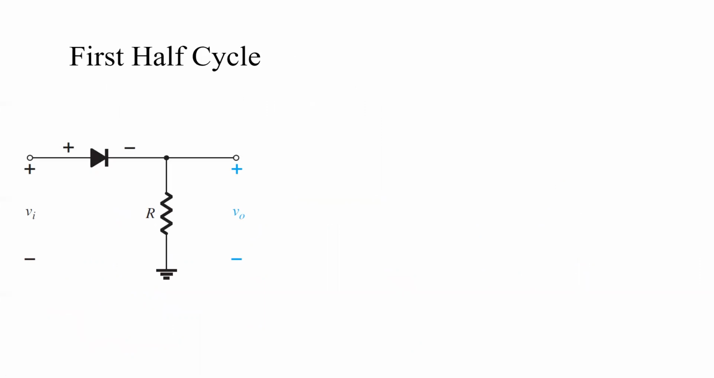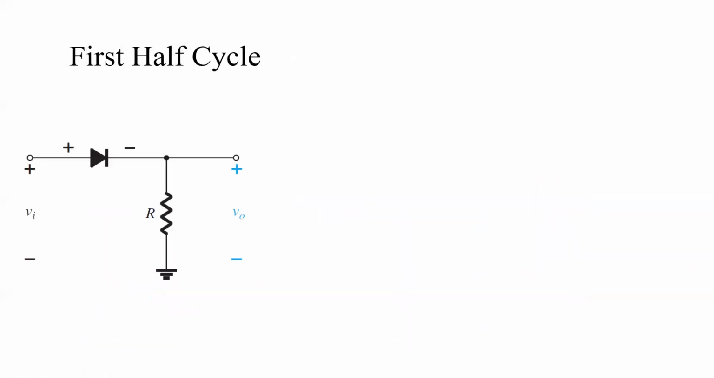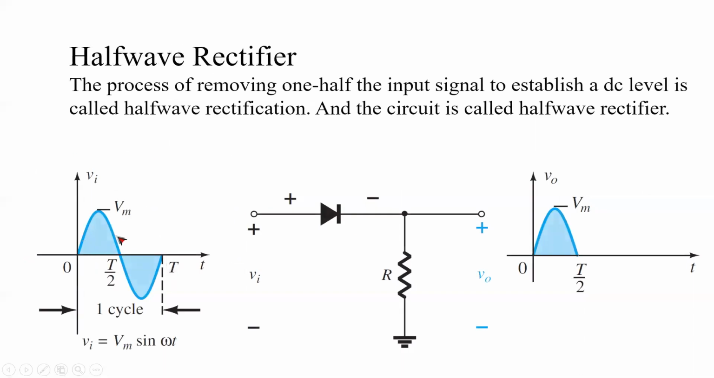Now, how does the half-wave rectifier get this waveform? How can we get this? Let's discuss that. First we will consider the first half cycle, that means the positive half cycle. That means this part. Only this part. We will consider this part first, then we will consider the other one.